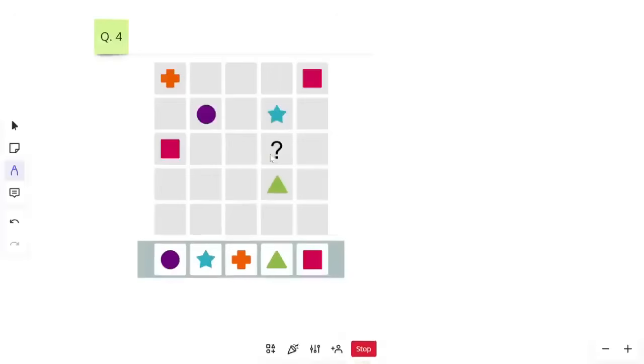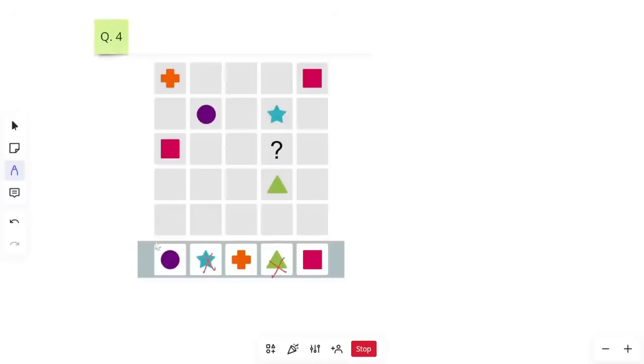Let's look at this question. We have the question mark here in the 3rd row. We have to fill one sign from these given options such that it should not be repeating in the row and it should not be repeating in the column also. That is the concept we have to follow. Let's see. Obviously star and triangle cannot come because star and triangle are already in this row. So we can eliminate these two options.